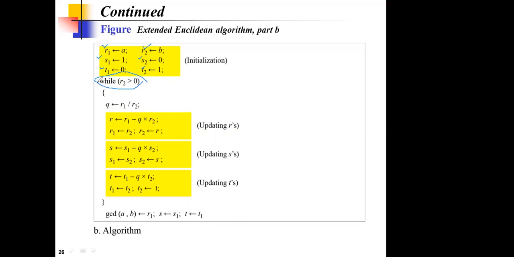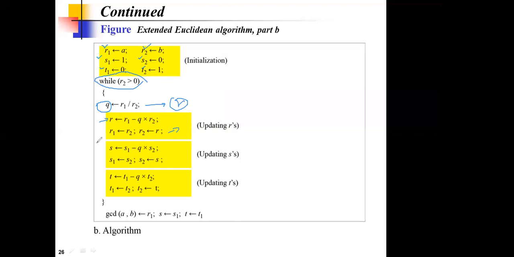So first thing, you are calculating the quotient Q and remainder R. These two things: quotient Q, remainder R. So R is the remainder, and I am updating R1 with R2 and R2 with R. First step.